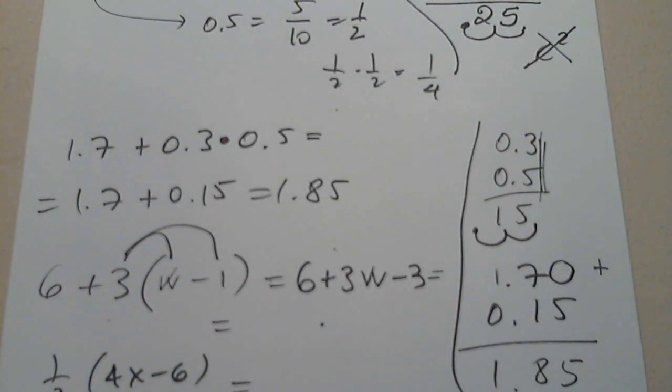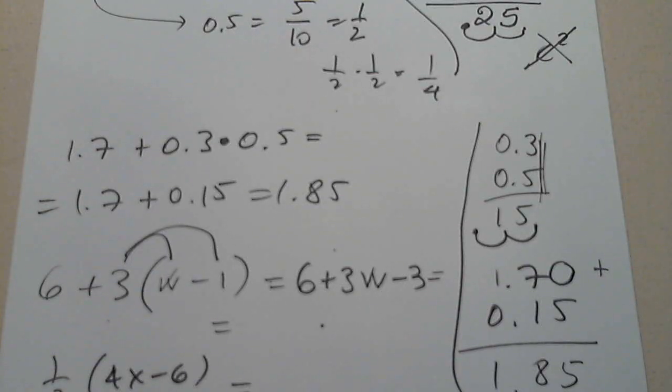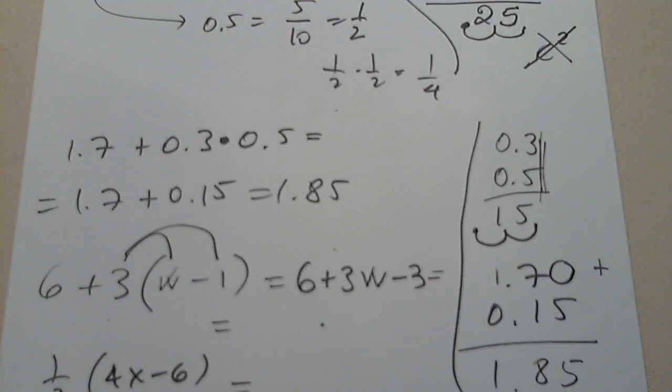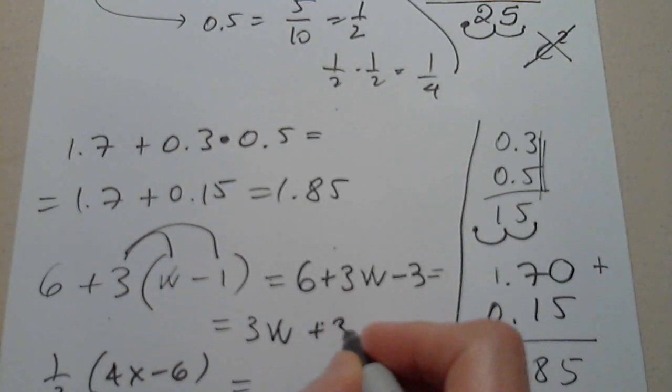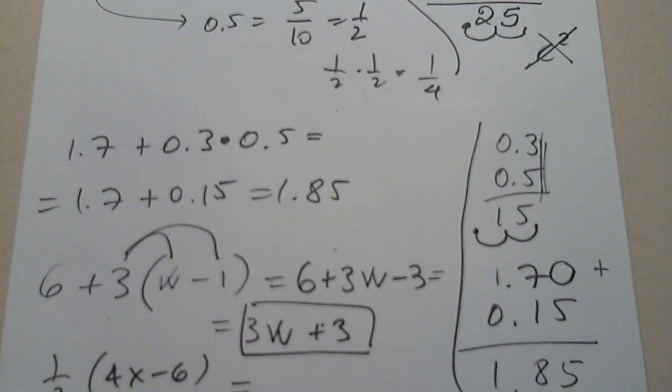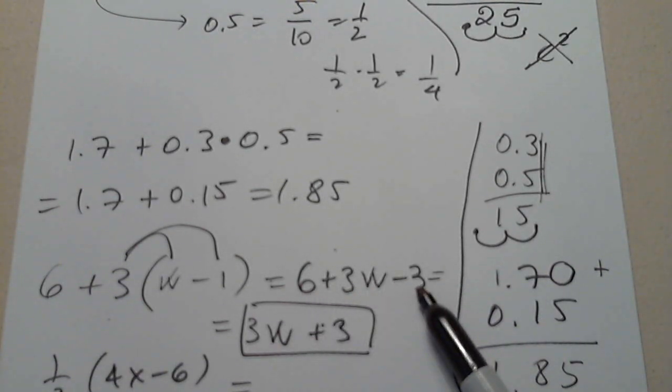Good. Now we have to present the expression in descending powers of the variable. How will you present it? And combine like terms at the same time. Please, anybody? Okay, I see it. So 3W plus 3. This is indeed correct. It's 3W, and then 6 minus 3 is 3.